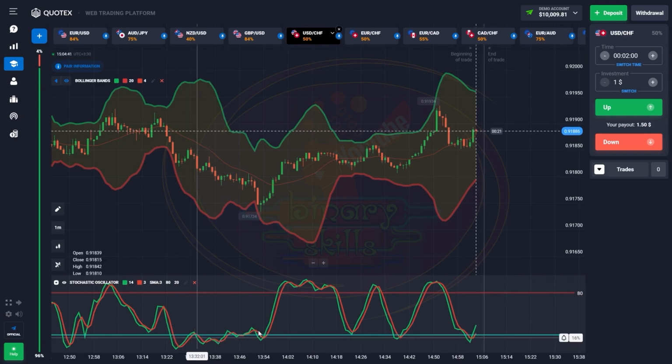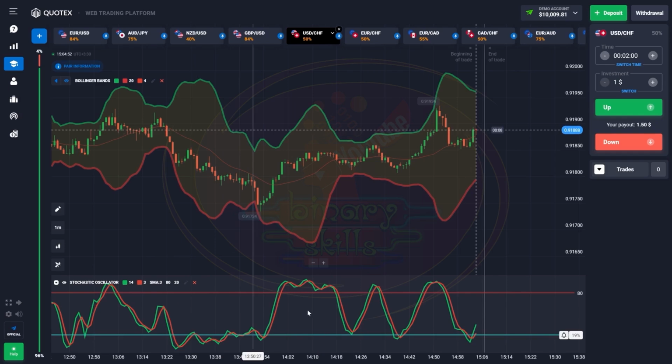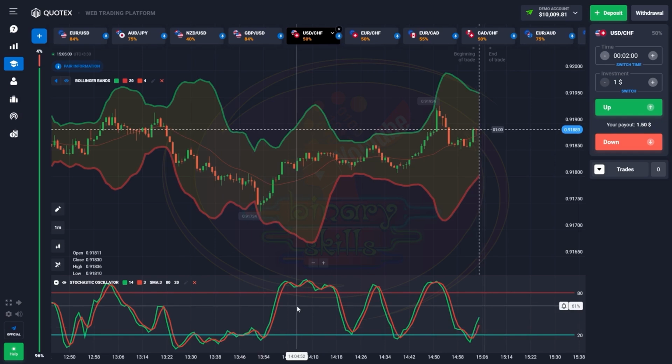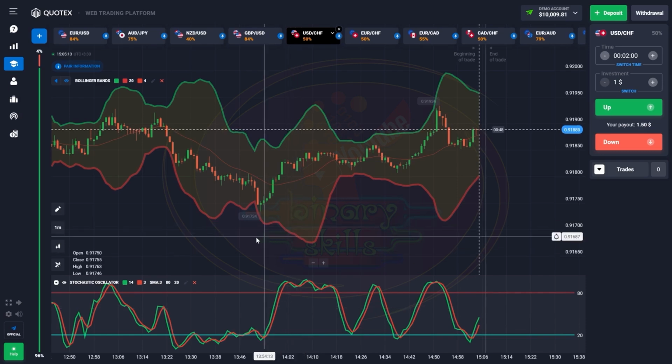For instance, when the lines cross above 80, we anticipate the price might drop soon. When the lines fall below 20, we expect the price to rise. Our goal is to find that exact moment when the trend turns and open a trade right there. This is the core of our strategy, which is similar to other strategies I've shared before. The indicators may vary, but the fundamental approach remains the same. You can choose the one you prefer and use it.